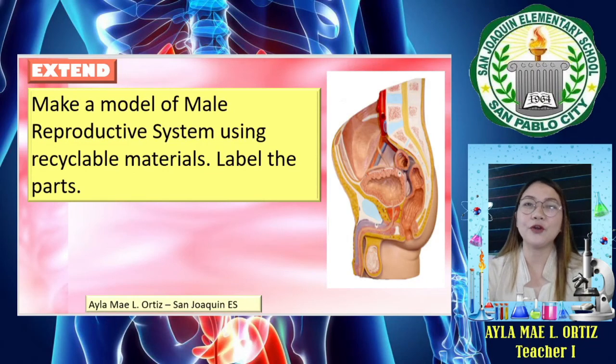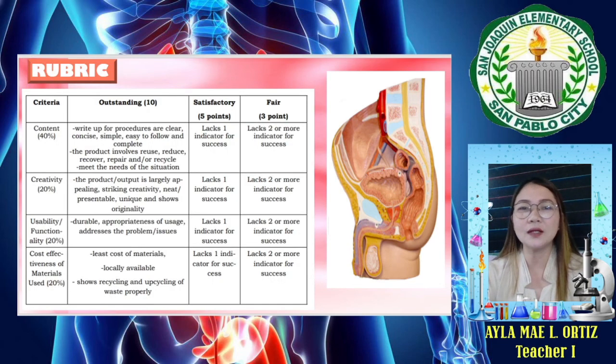Okay, for your assignment, class, make a model of the male reproductive system using recyclable materials and label its parts. So you may seek help from the elder members of the family. This will create a bonding between you and them. So in your assignment, this will be the rubric.